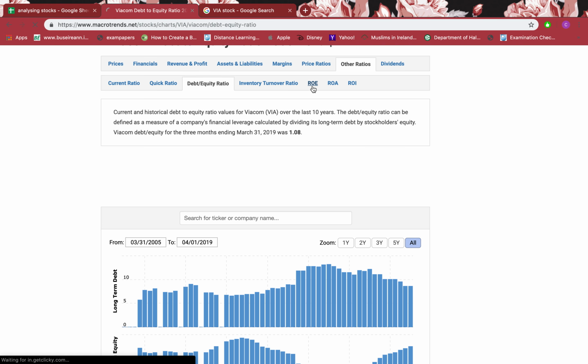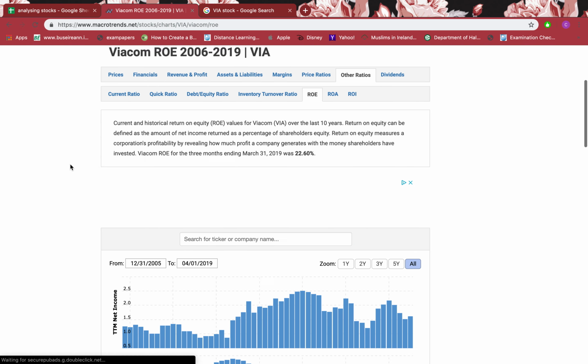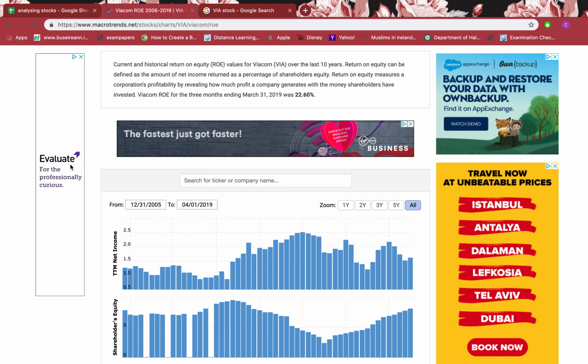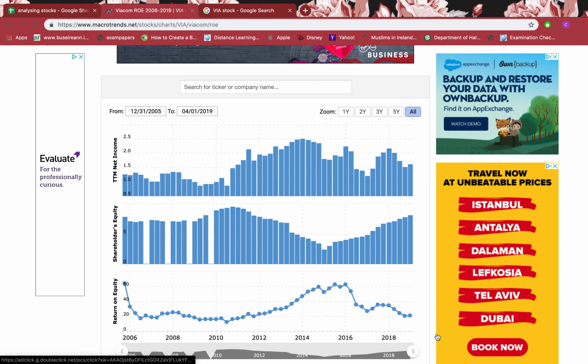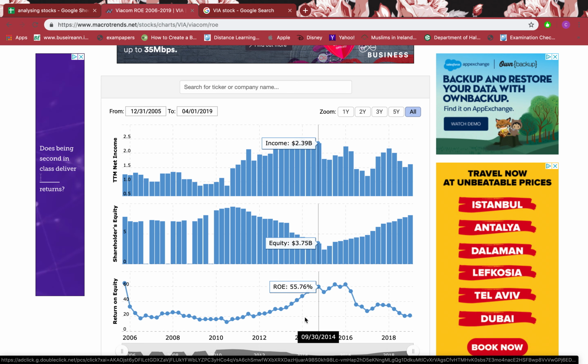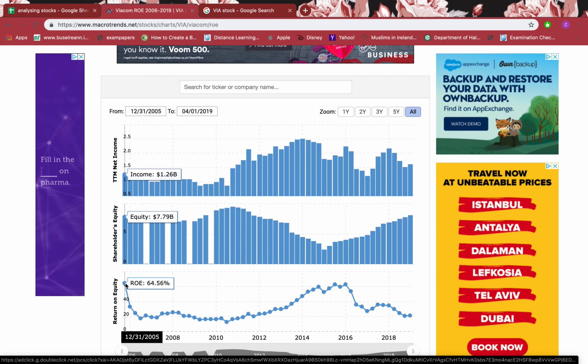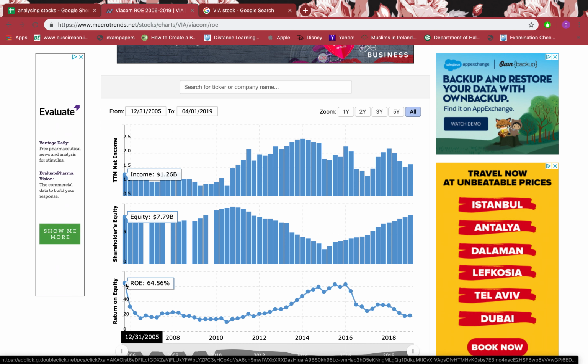Let's see, return on equity. Return on equity should be 8% or more than that for it to give a good return. Let's see. It's 21%, which is more than 8%. Let's see the previous ones. So that's really good. So return on equity has always been above 8%, which is very, very good. It means there's a margin of safety. So the return has been very good throughout.